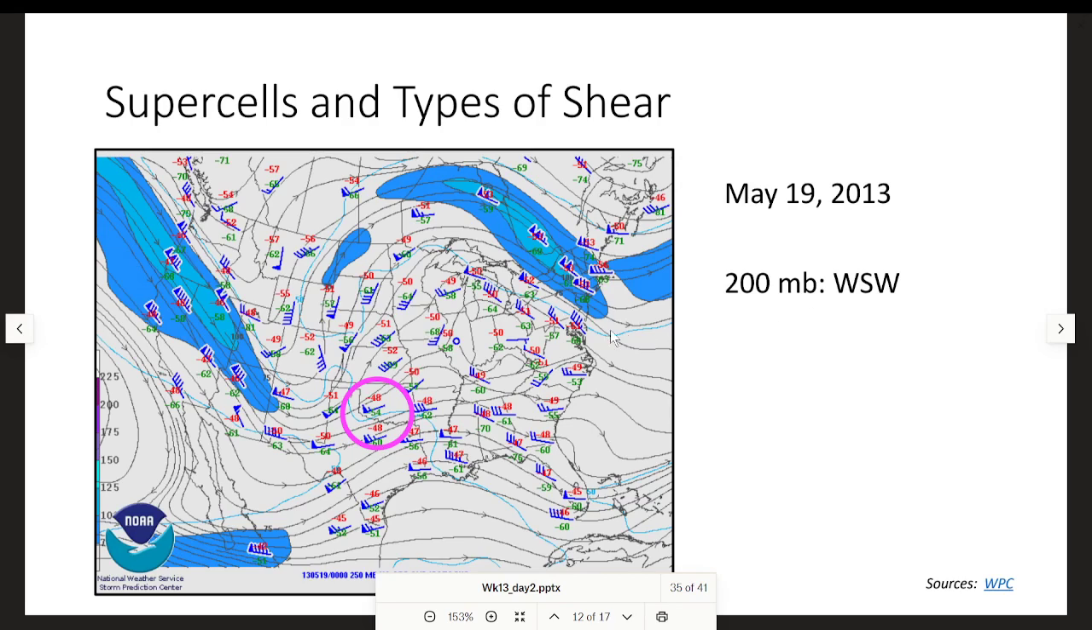And then 200 millibars, that's way up there, practically space, in my opinion. It's not space, but anyway, you again get this west-southwesterly flow. It's just a little bit faster. So this is good if you have upper level flow that's fast. It's good for creating a little bit extra lift.